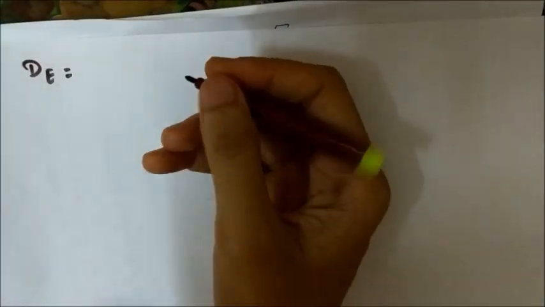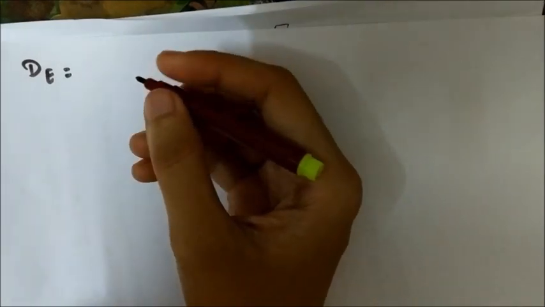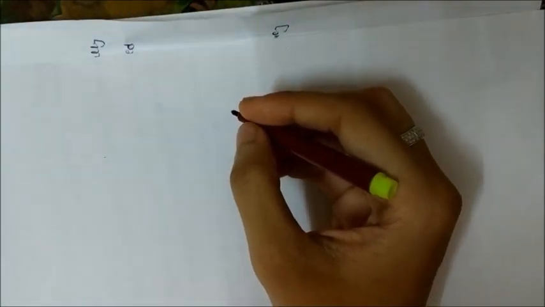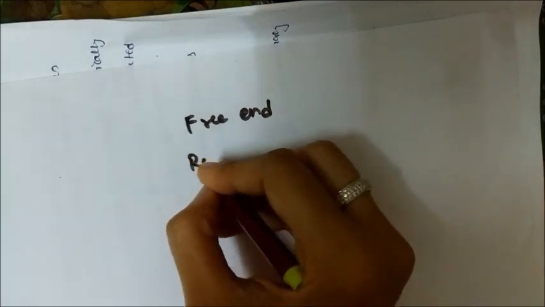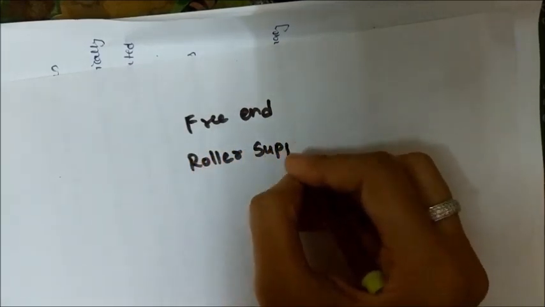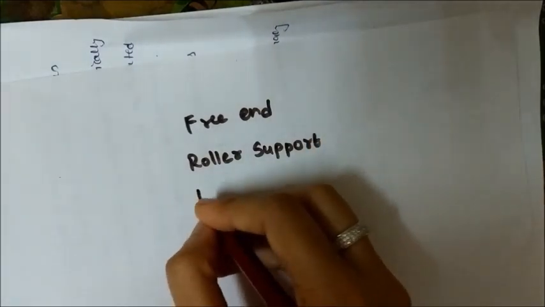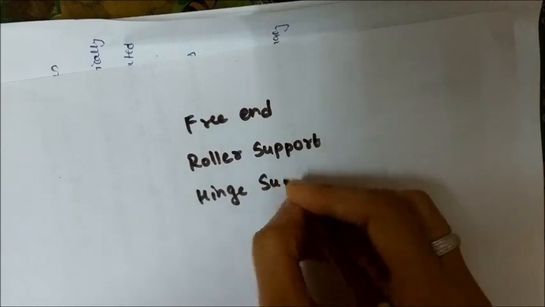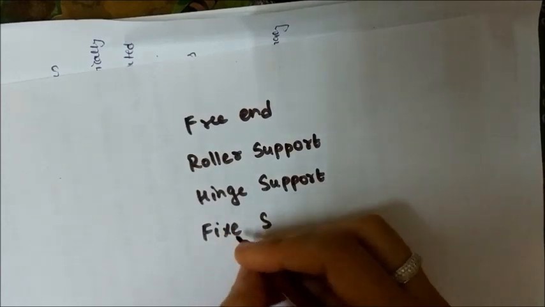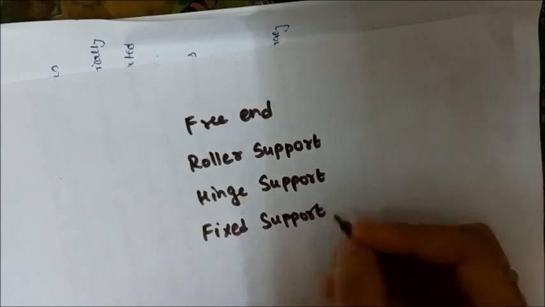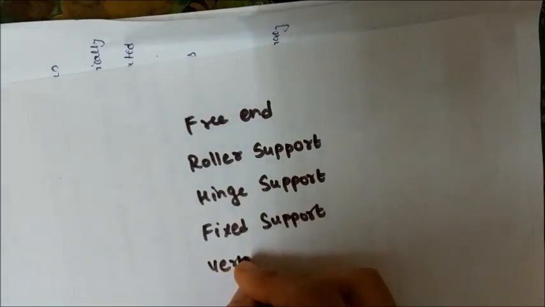Now let's talk about the external indeterminacy of a structure. As I told you, it depends upon the type of support; it is related to the support. We generally use different types of supports in our system. It may be a free end, a roller support, a hinge support, then a fixed support, and last we are using vertical girders.